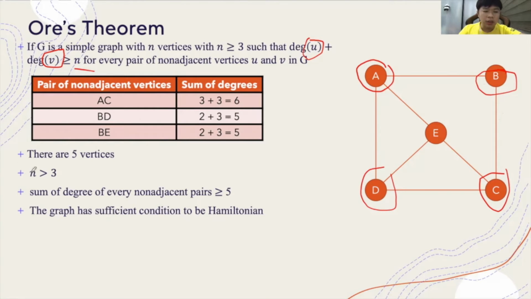So the number of vertices is greater than 3, and this fulfills the first requirement. And the sum of degrees of every pair of non-adjacent vertices is greater than or equal to 5: 6, 5, 5. So the graph has a sufficient condition to be Hamiltonian.